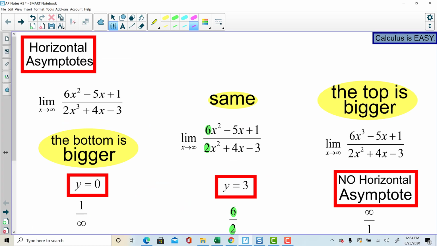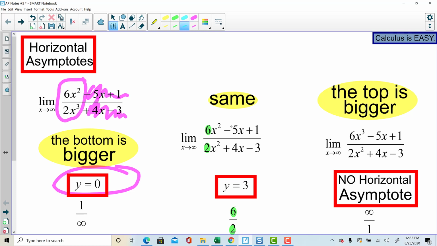Okay, let's go through some examples. The first example is the bottom is bigger. Again, you want to ignore the smaller stuff, crossing this out, and just pay attention to the biggest degree. The highest power on the top, the highest power on the bottom. So you get x squared on top and x to the third on the bottom. Because the bottom is bigger, it's just automatically y equals 0. Okay, if you did the limit as x goes to infinity, you would get 1 over infinity, and that's the same as 0. So y equals 0 is your horizontal asymptote.